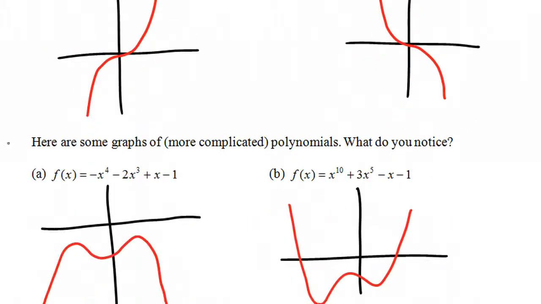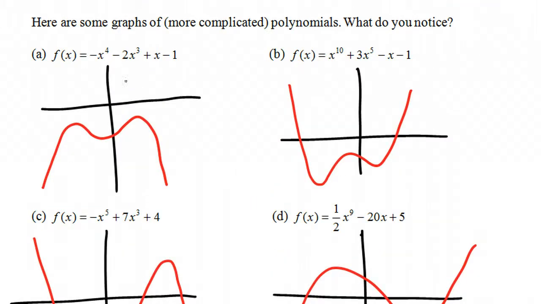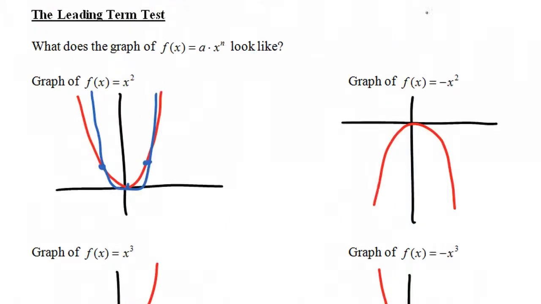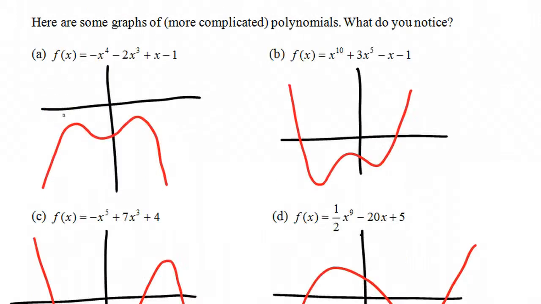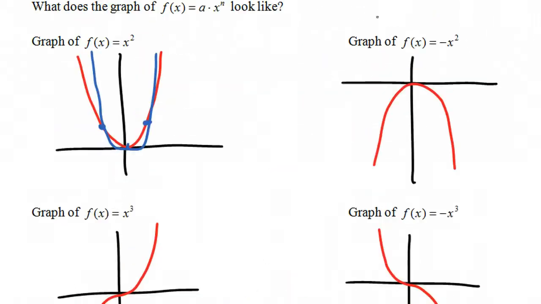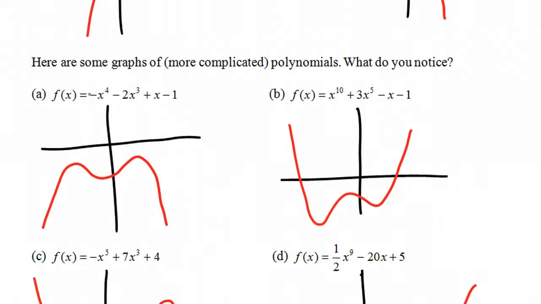Now here are some graphs of some more complicated polynomials, and let's see what we notice. First of all, this graph is negative x to the fourth minus 2x cubed plus x minus 1. We see the basic shape here. Notice that's an even degree polynomial with a negative leading coefficient. So which graph does it kind of look like? Well, it looks kind of like negative x squared. It has that same shape. Now, it wiggles around here a little bit, but it starts down here and then it ends down here. It looks very similar to negative x squared because the leading coefficient is negative and the degree is even.